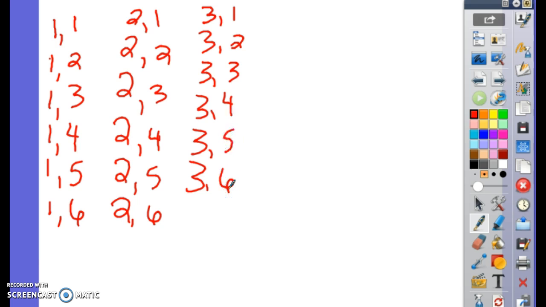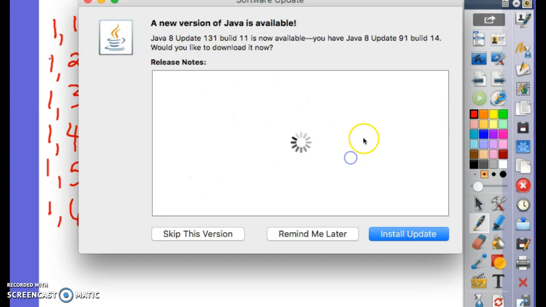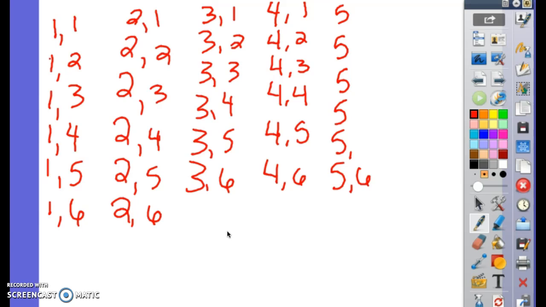And I'm sure the student would start to see the pattern, so I would probably ask them if they could finish the rest of them through 6. And then the 5s, and then finally the 6s.